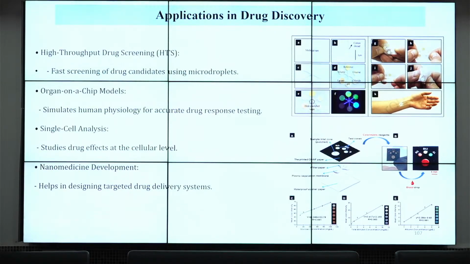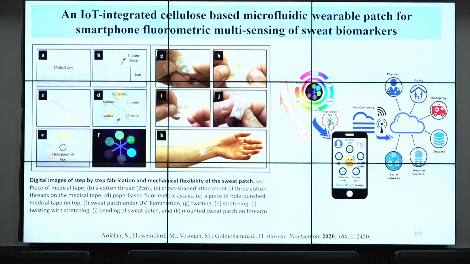So how does it work? High throughput screening is a fast screening of drug candidates using micro droplets. You can even put it on skin, on channels and organ-on-a-chip models. So you can keep them over there, by which the thin film where you are putting the spot will be modified in this mode. It simulates human physiology for accurate drug response testing, single cell analysis, and nanomedicine development. You can develop medicines at the nanomolar level through this particular type of technique. Now this can also be correlated with the IoT, the Internet of Things.